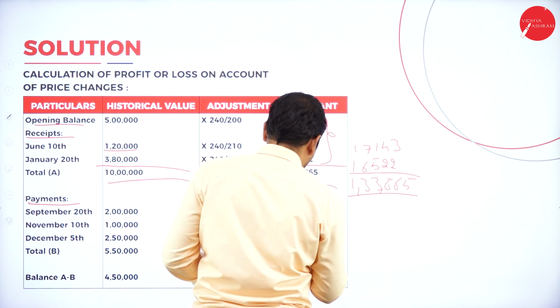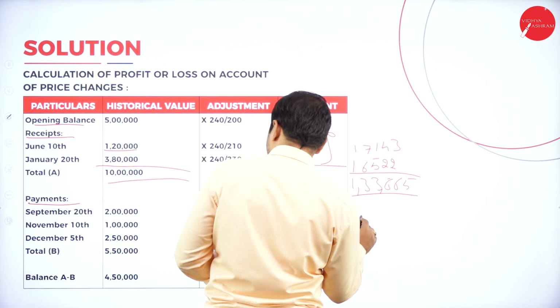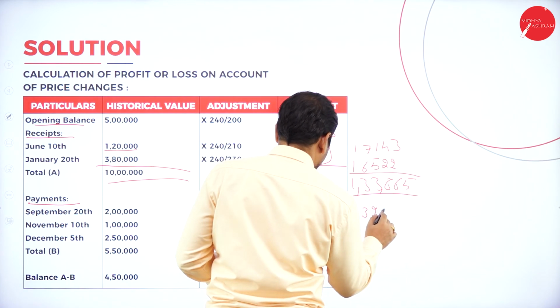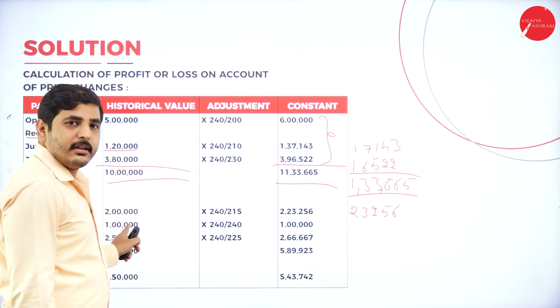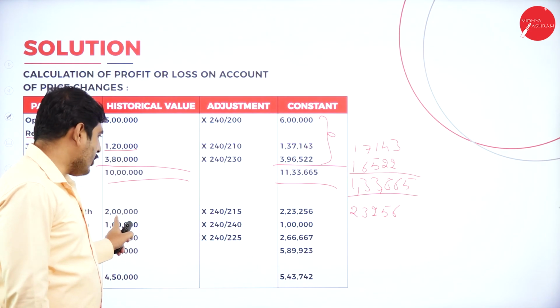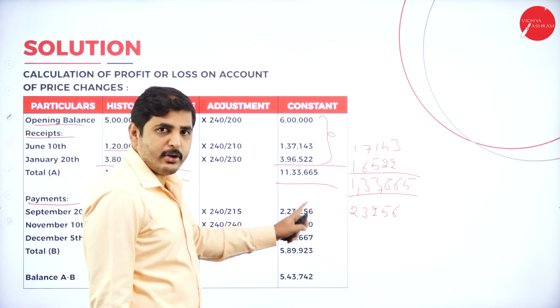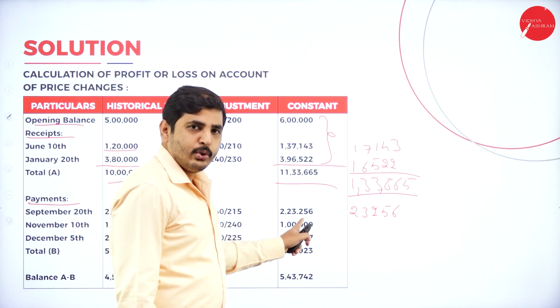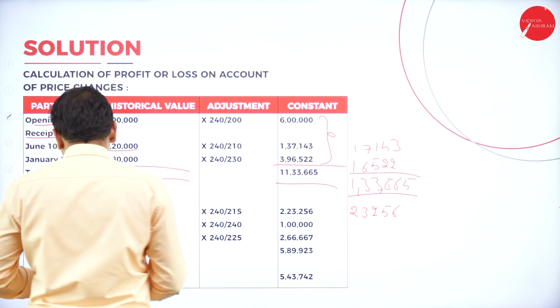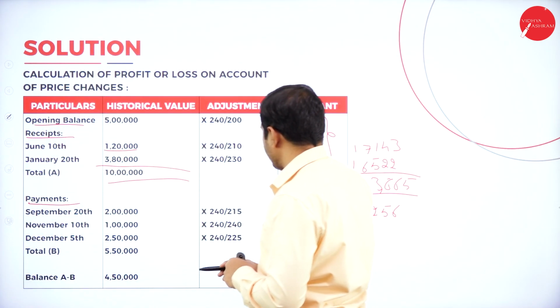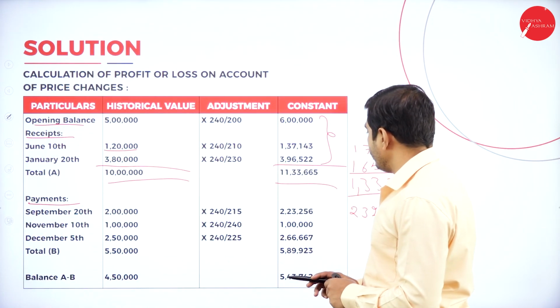2,23,256. The value of money reduced to the extent of 23,256. So on that day, to purchase the same product, in the previous year we spent 2 lakh rupees. If you want to purchase the same product today, we have to spend 2,23,256. Again here, on November 10 we purchased 1 lakh rupees worth of product. So if you convert this, it will become again.